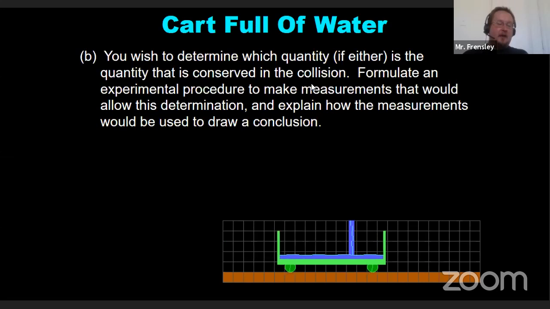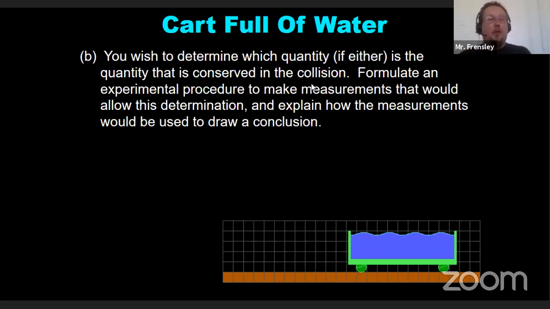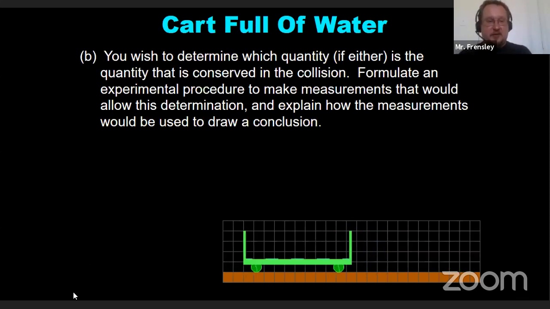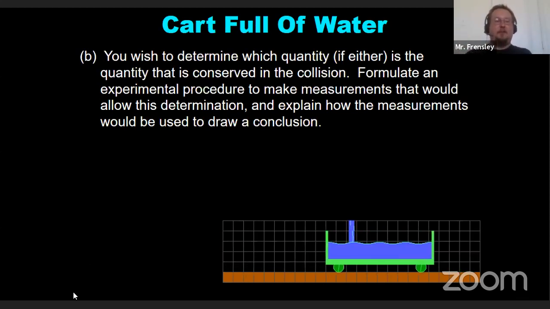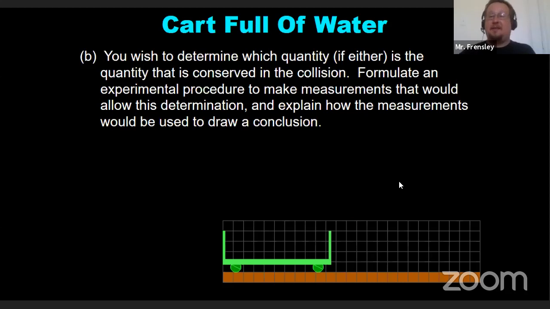So here we go. Here's going to be 5 minutes. You wish to determine which quantity, if either, is the quantity that's conserved in the collision. So you're going to formulate an experimental procedure now to make measurements that would allow you to make this determination and explain how the measurements would be used to draw your conclusion. This is a big one, so you're going to get 5 minutes on this one. On your mark, get set, go. Write an experiment.